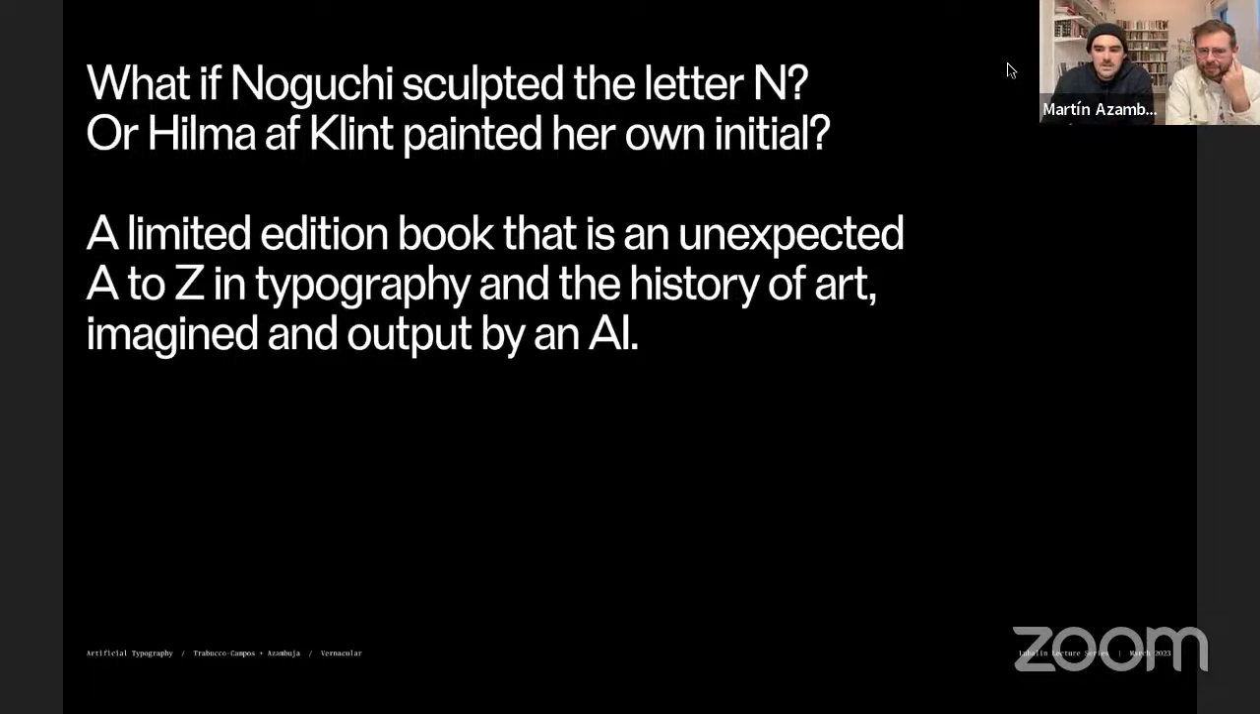So here is when we started to develop the concept of this book. We have some favorite artists, and we said, okay, what if Noguchi sculpted the letter N, or Hilma af Klint painted her own initial. So what we planned was a limited edition book that is an unexpected A to Z in typography and the history of art, imagined and output by the AI. Exactly.